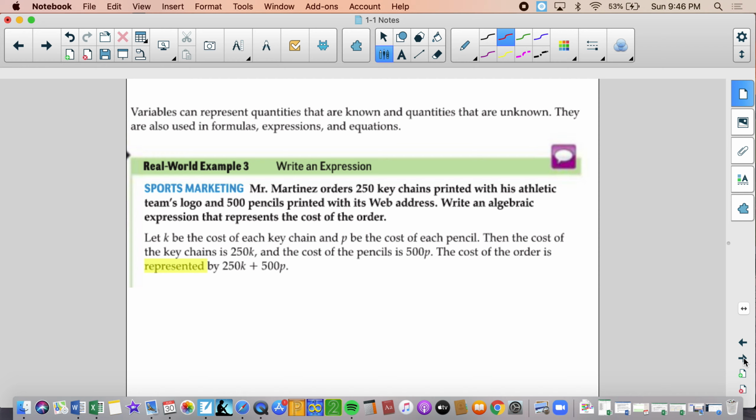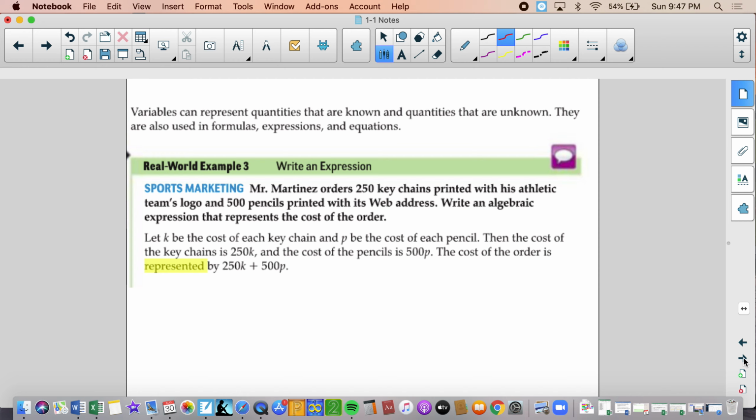Variables can represent quantities that are known and quantities that are unknown. They are also used in formulas, expressions, and equations. So, speaking of sports marketing, Mr. Martinez orders 250 keychains printed with his athletic team's logo and 500 pencils printed with its web address. Write an algebraic expression that represents the cost of the order.